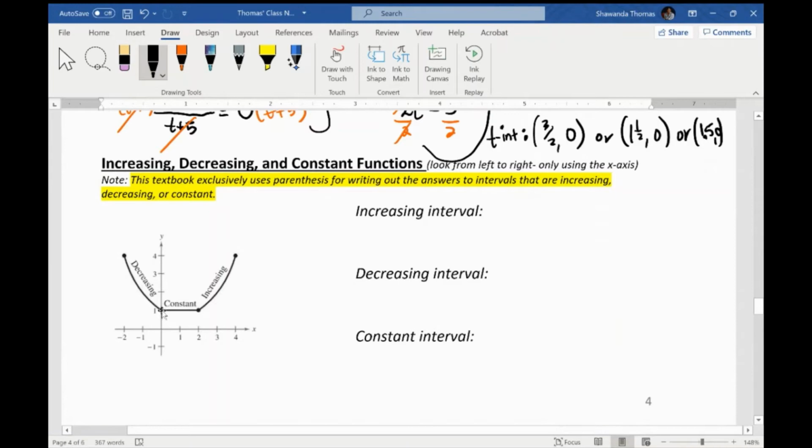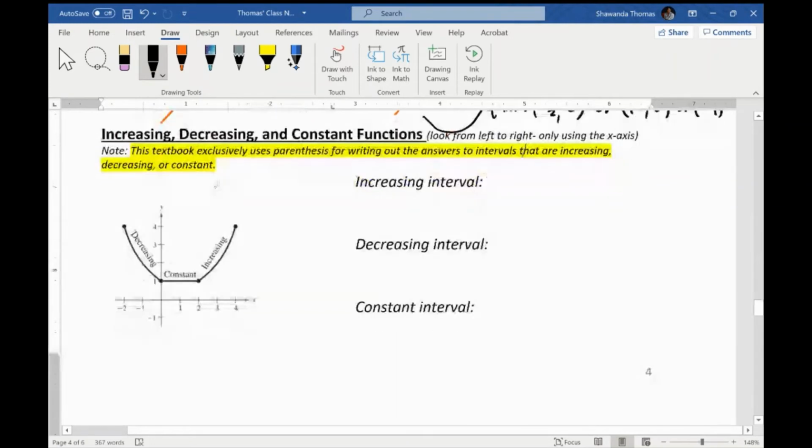In the middle here, you tracing it from left to right, it's neither going up or down, so that's how you know it's constant. And then this little piece here, you tracing it from left to right, is going up, so that's how you know that interval is increasing. So for increasing, decreasing, and constant functions, look from left to right. Only use the x-axis to determine your intervals.